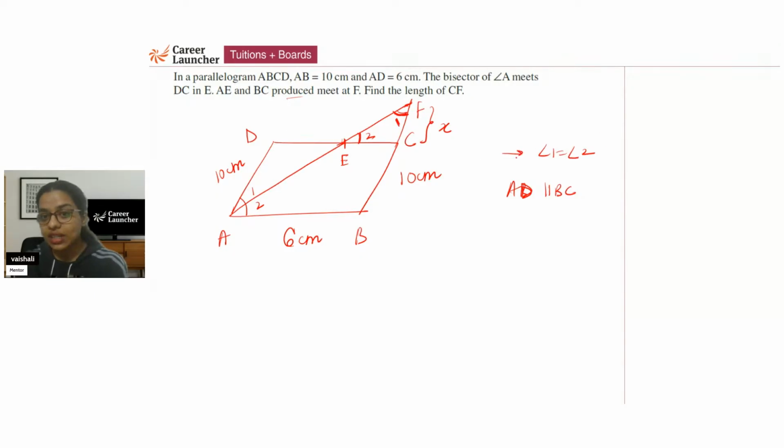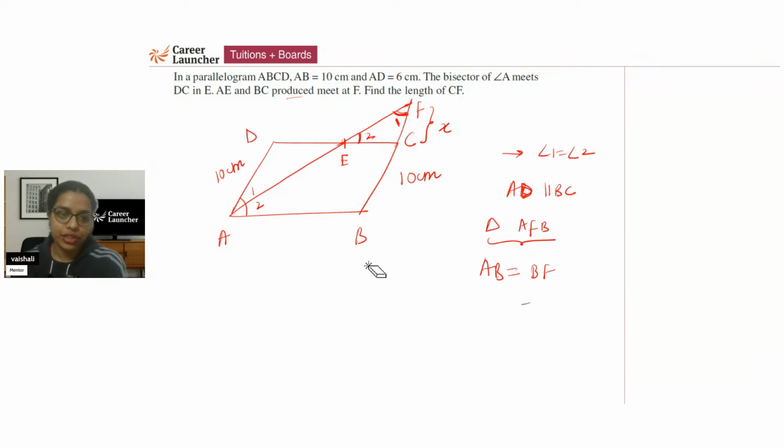Now because angle 1 is equal to angle 2, what can you say about, focus on the triangle AFB? Opposite angles are equal, opposite sides are also going to be equal, so it means AB is equal to BF. And BF is what? 10 plus X. This is automatically equal to AB, which is 6. So what value of X will come? Just give me a second.